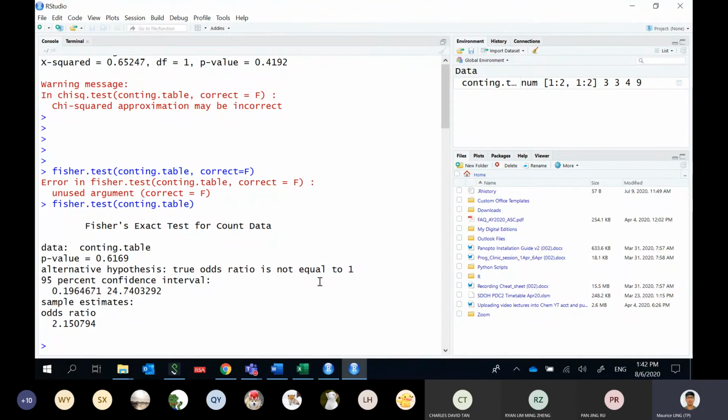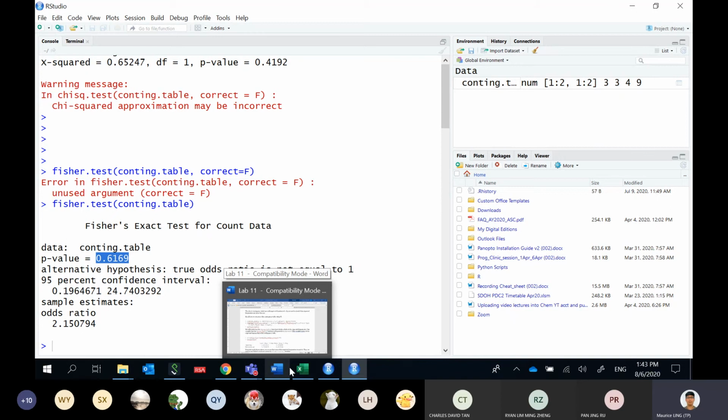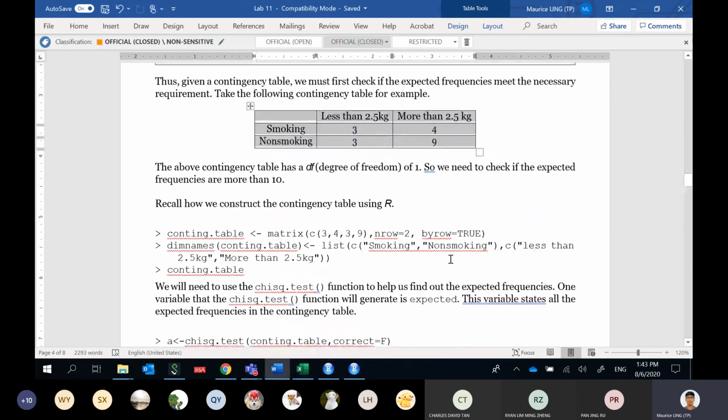Okay, so all of you got this result? Now let's go back to, let's find another one. Vernice. So in this case, what does this p-value mean? Is there a relationship between smoking and birth weight based on the p-values? Yeah, based on this.